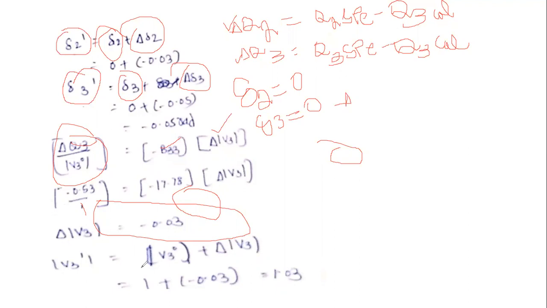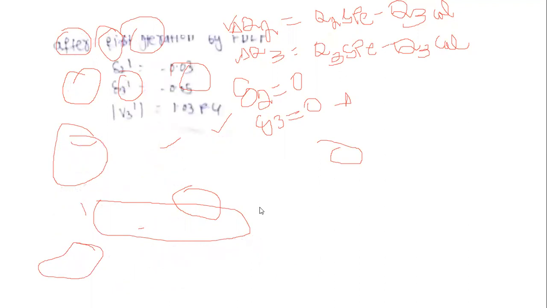Delta V3 dash is equal to delta V3 plus delta delta V3. This is the specified value and this is the calculated value. This value is 0.03, minus 0.03. V3 dash is equal to V3 power 0 plus the calculated value, the specified value plus the calculated value. Then we determine the V3 dash value.